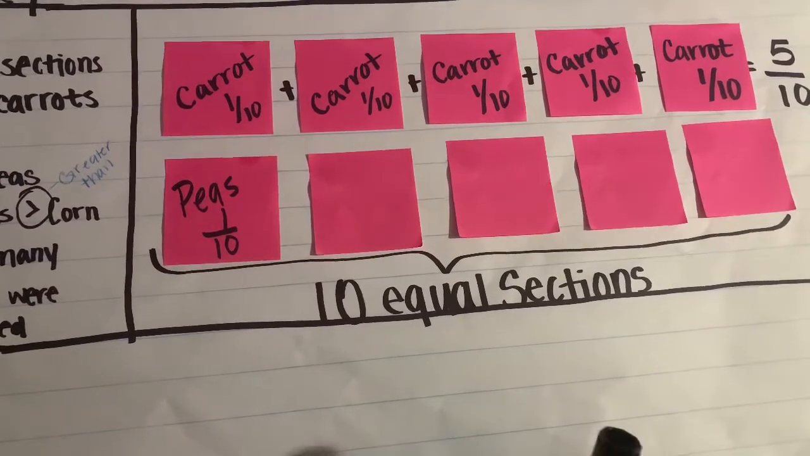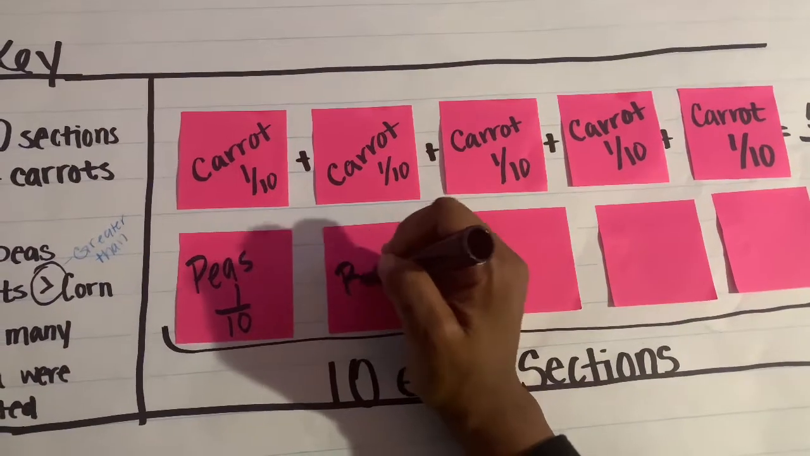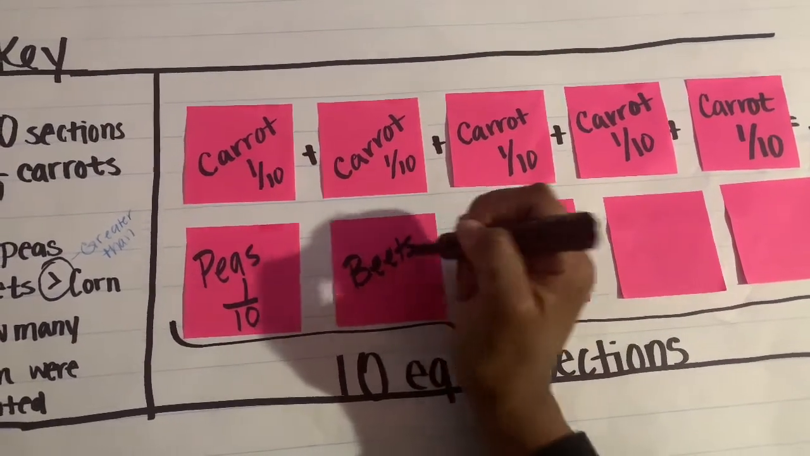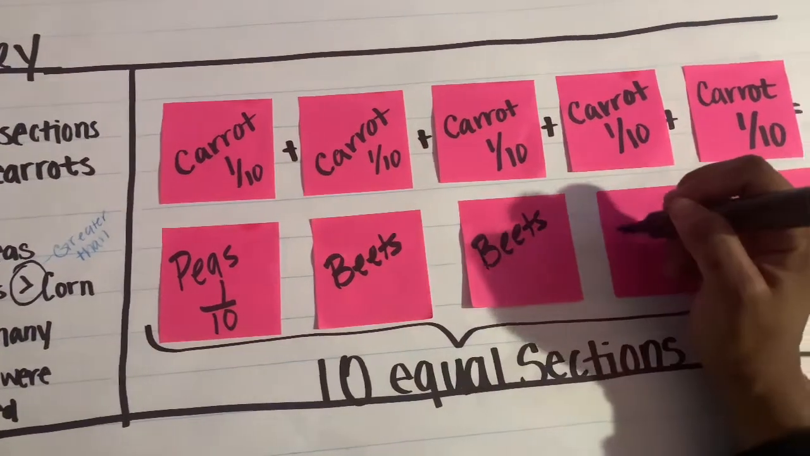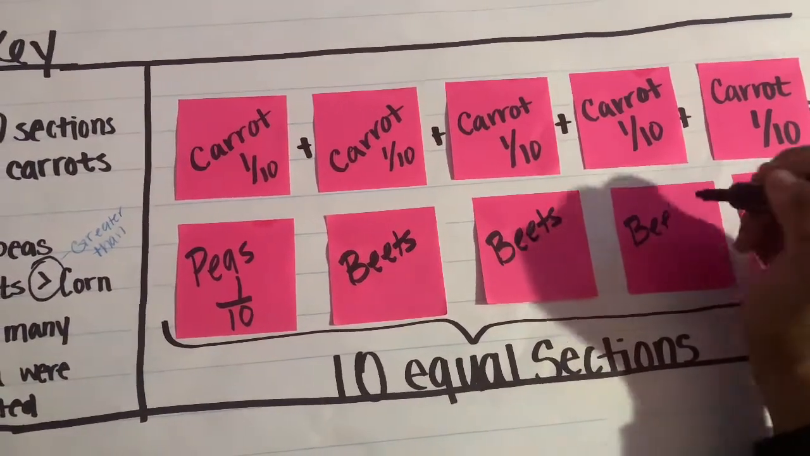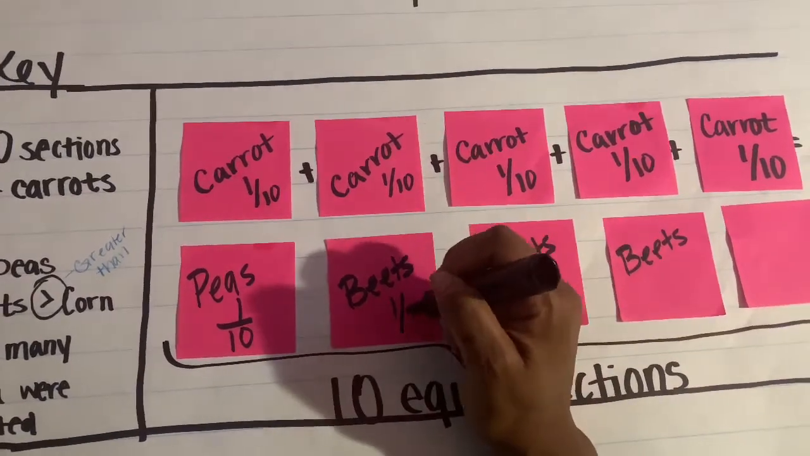If you thought about it and you said 3, you are correct. I'm going to label beets and put my fraction.